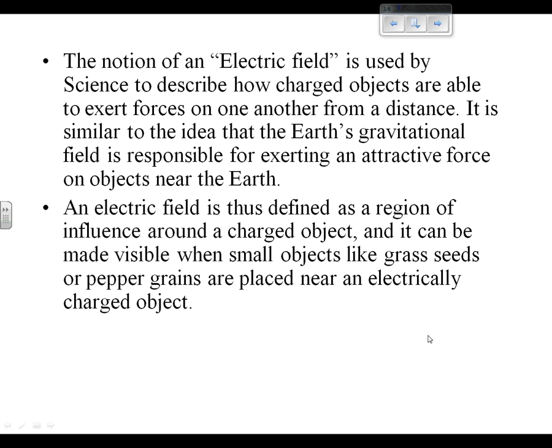Can you explain that back to me, do you think? Is the field really there? Yes, but is it physically there? Are there actual molecules or lines or something physically there? No. It's invisible, but it's there, exactly.